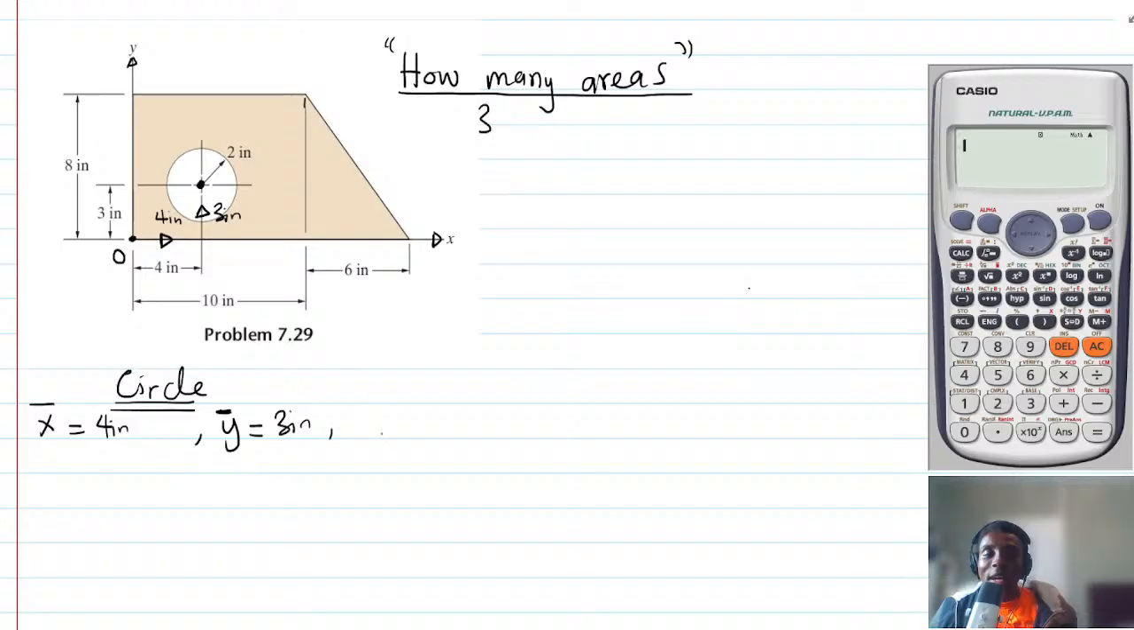Alright, so let's calculate the area. Now, whenever you have a hole, it is always interpreted as a negative area. Please bear that in mind. In centroid calculation, whenever you have a hole, it is treated as a negative area. All right. So let's calculate the area.